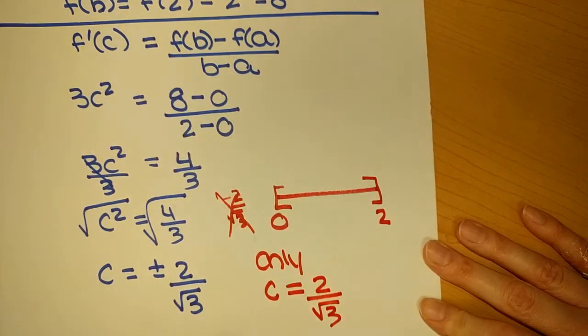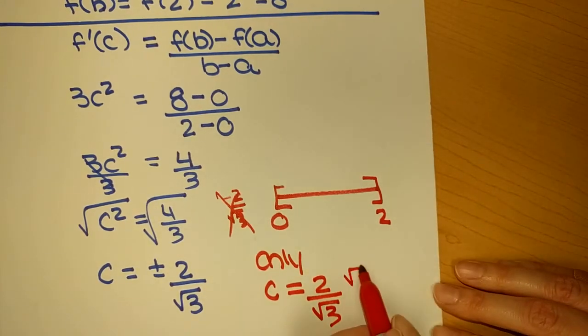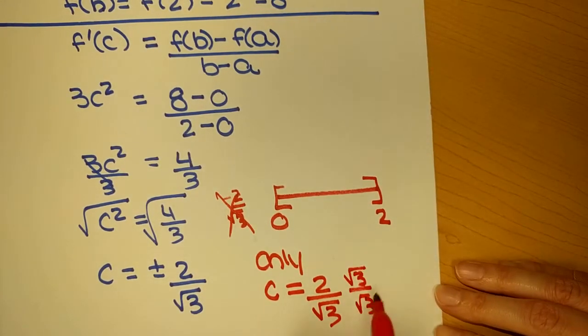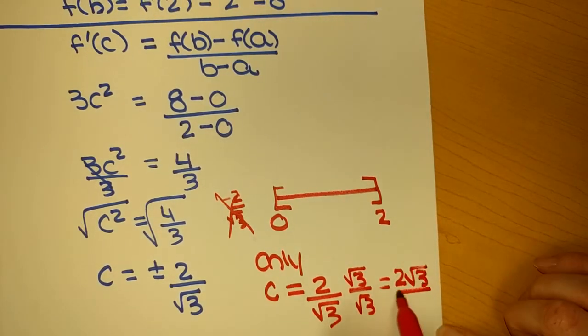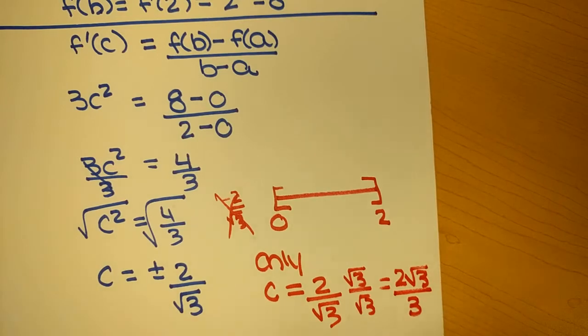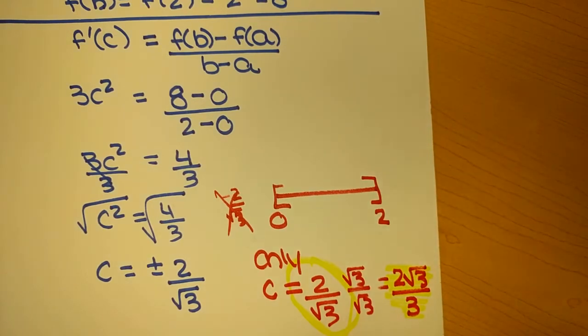And if you notice in the textbook, they do rationalize this, meaning that they multiply by the radical in top and bottom. So you get an equivalent answer of 2 square root of 3 over 3. So either just writing 2 over the square root of 3 is perfectly fine, or 2 square root of 3 over 3 would also be perfectly fine. But the key thing to remember is that negative solution has to be eliminated because it's not in that interval.